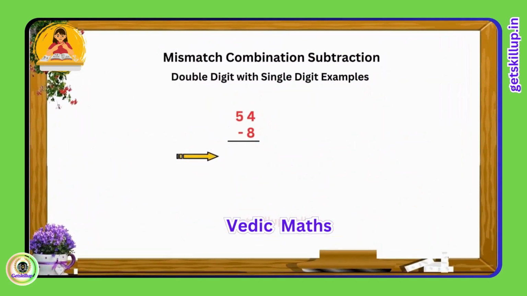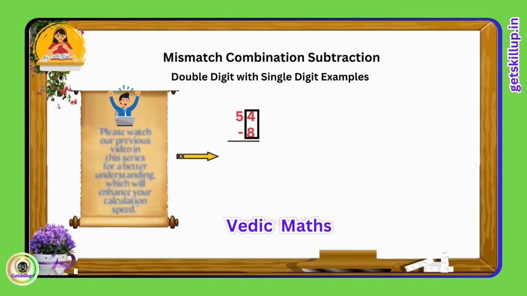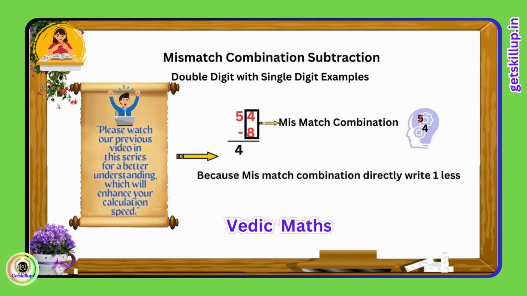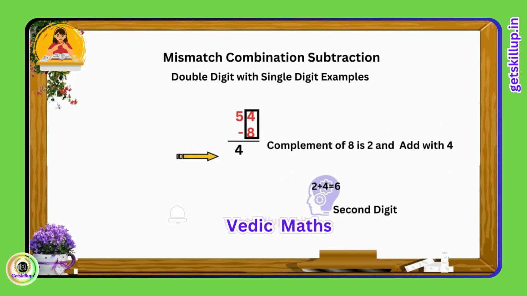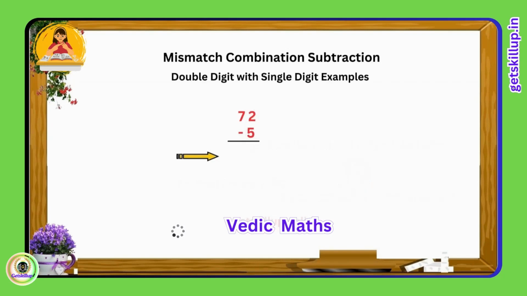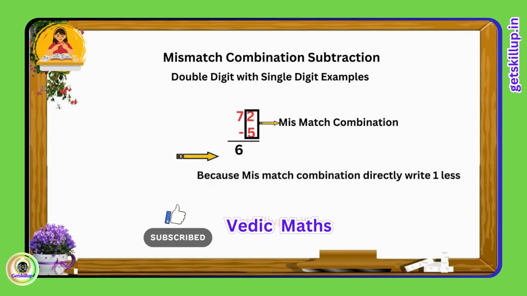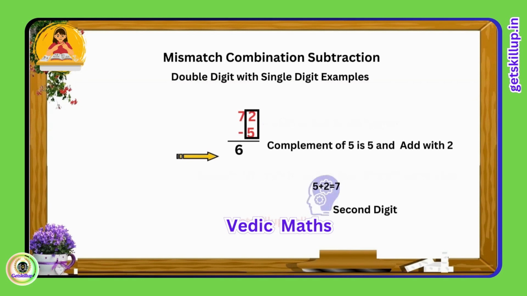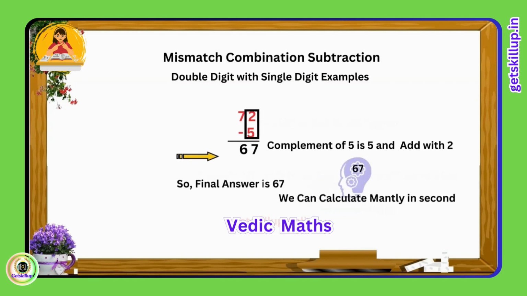Let us take another example of 54 minus 8. We write 5 and adjust it to 4, because the next pair indicates a mismatch combination. Then we add the complement of 8, which is 2, to the top number 4, then the answer is 46. In a similar way, for 72 minus 5, we write 7 and adjust it to 6 due to the mismatch combination. Then we add the complement of 5, which is 5, to the top number, yielding 67.